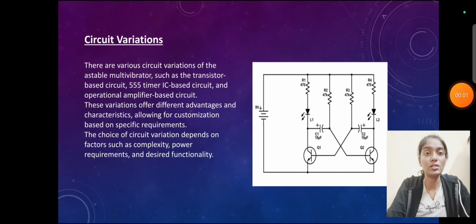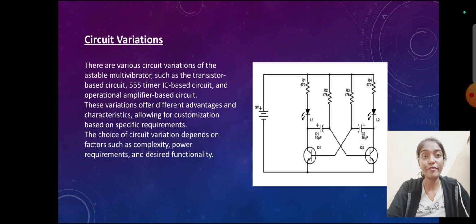Circuit variations. There are various circuit variations of the Astable multivibrator, such as transistor based circuits, 555 timer IC based circuits, and operational amplifier based circuits. These variations offer different advantages and characteristics, allowing for customization based on specific requirements. The choice of the circuit variation depends on factors such as complexity, power requirements, and desired functionality.